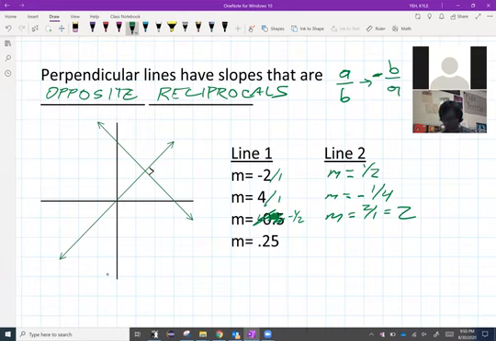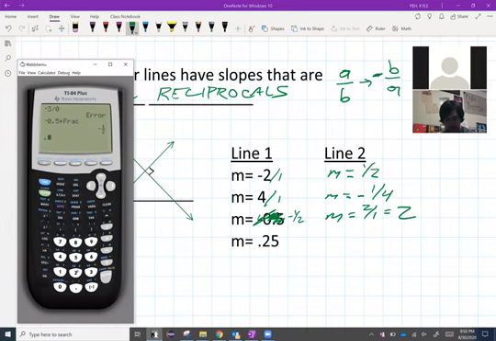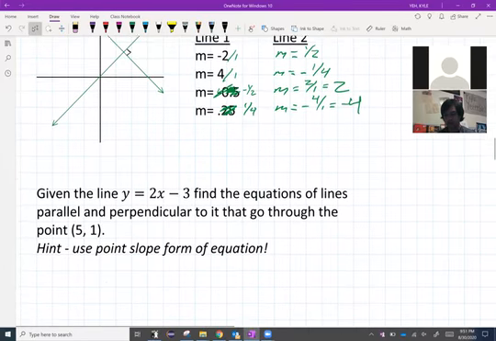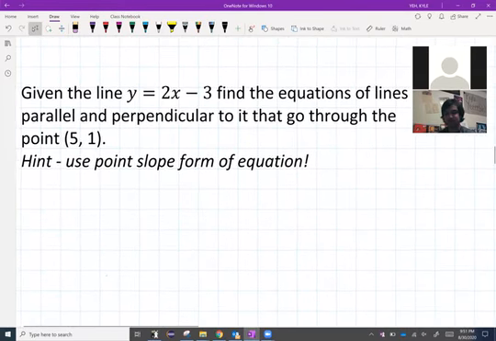And what about 0.25? Let's say I wasn't sure what that was as a fraction. 0.25, math, enter, and it will turn it into a fraction. So this is 1/4. I want the opposite, so negative, reciprocal, 4 over 1, -4. So this is how those slopes of perpendicular lines are related. Now that we've seen that, let's go ahead and work a couple problems, and we'll call it a day.